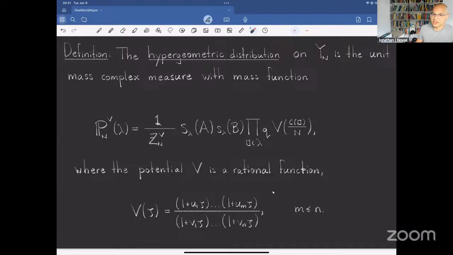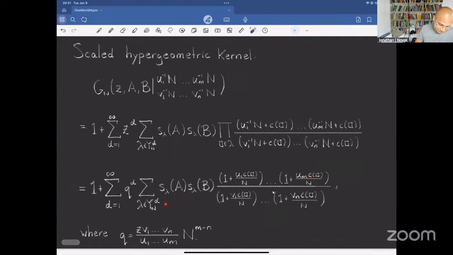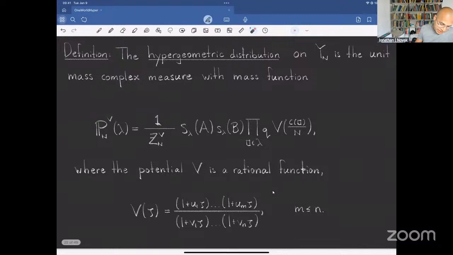Why rational? Because it's hypergeometric, because of the way we defined it. So V of zeta is just any ratio of two polynomials with constant coefficient equal to one, where the degree of the numerator should be at most the degree of the denominator, so that the partition function, which makes this thing into a unit mass measure, actually converges. It's going to be exactly this.